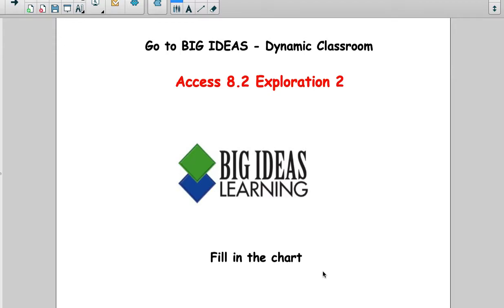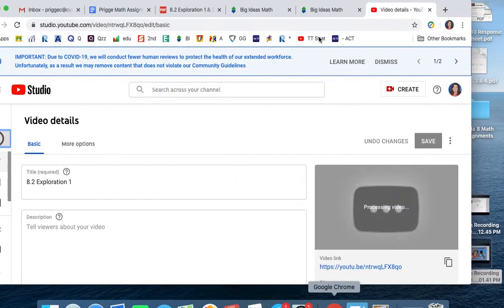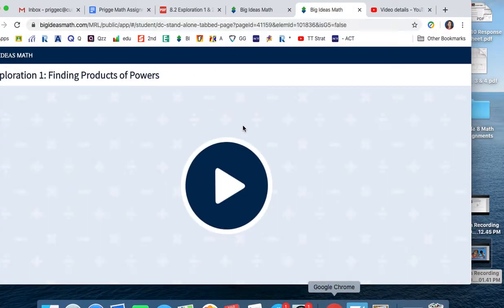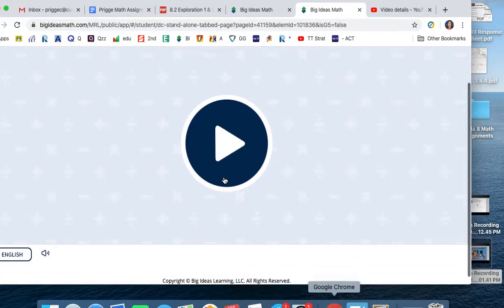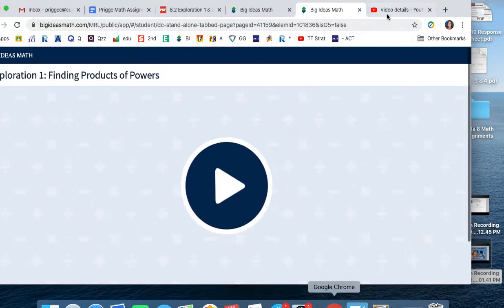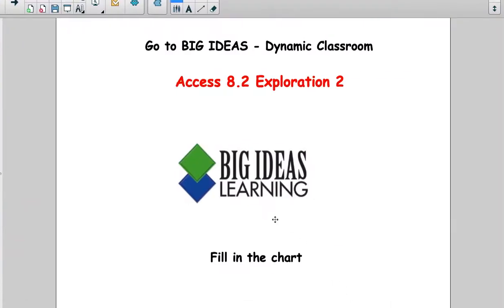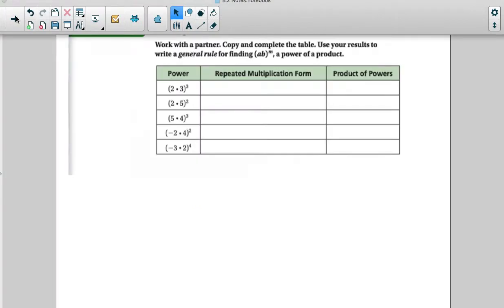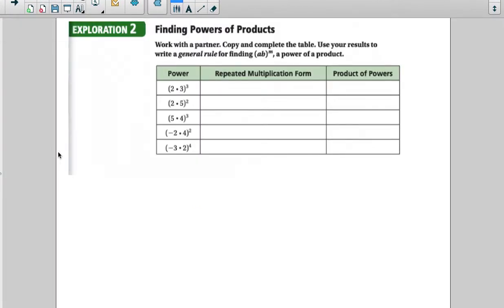On Exploration 2 for Big Ideas, 8.2. Again, this is done on your Big Ideas platform. You want to make sure that you go to Exploration 2. Once you get to that point, you'll be able to fill in the chart there, unless you printed out a copy of it. And if you did, this would be part 2 of Exploration 2. So, finding powers of products.